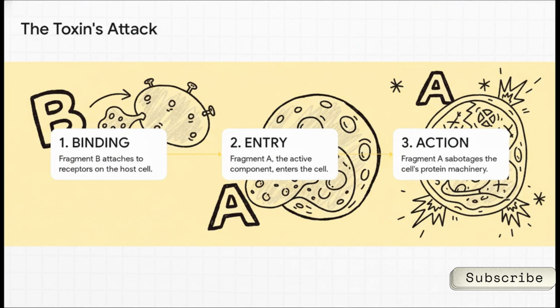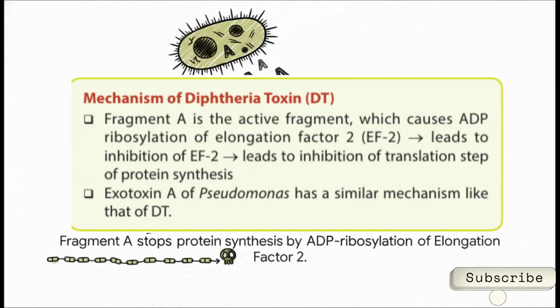And here's the dead simple mnemonic you need to remember. B for binding, A for action. The attack plan is super straightforward. First, B binds to the cell. Second, A gets inside. And third, A goes to work and wrecks the place. Bind, enter, act. Simple. So what does wrecking the place actually mean?